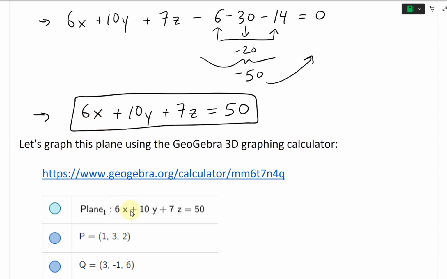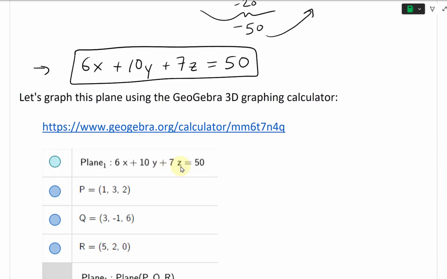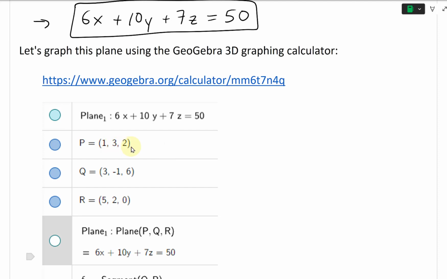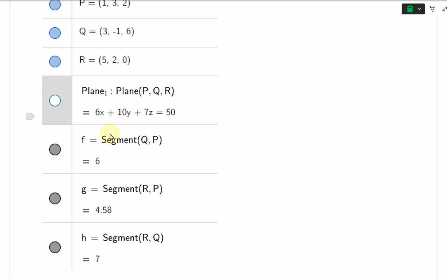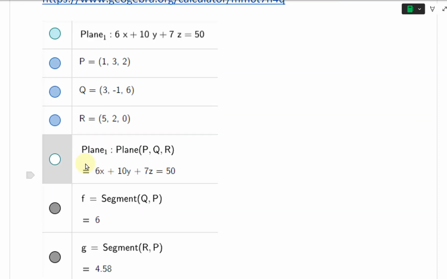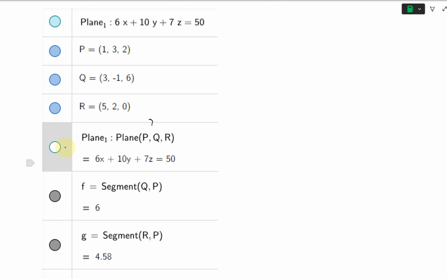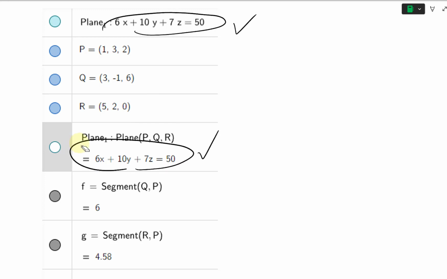So you can plug that in: 6x plus 10y plus 7z equals 50. And then here are the points P (1, 3, 2), Q (3, -1, 6), and R is (5, 2, 0). Also, I did a double check, just for my own sake. I did a plane using their equation PQR, so the 3 points. You just plug that in there, and it automatically solves the plane and the linear equation exactly what we had over here. Just quite remarkable.